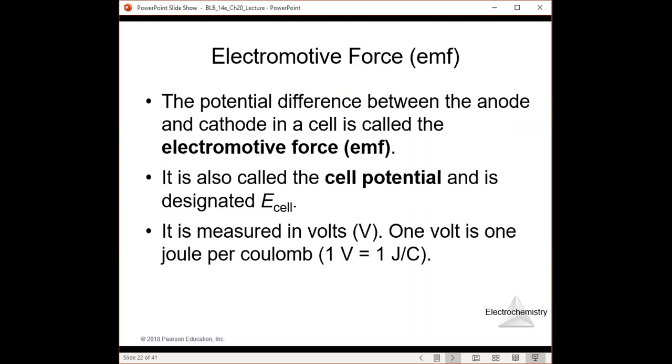Now, the potential difference between the anode and the cathode in the cell is called electromotive force. It is also called the cell potential and is designated as E cell, E sub cell. So that's what you're going to see. It is measured in volts, and 1 volt is 1 joule per coulomb. For those of you who are in physics or going to take physics, you will see this again.